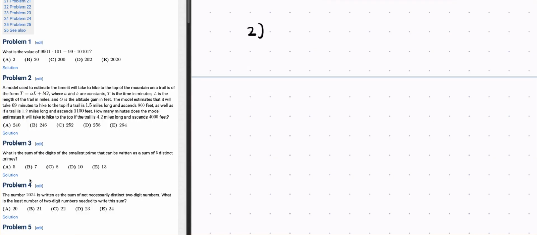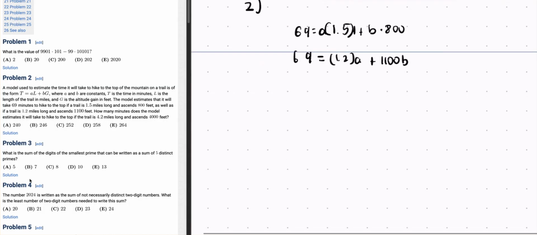Okay, so T is the amount of time in minutes. So let's write 69 is equal to A times 1.5 plus B times the gain in feet, so B times 800. But 69 is also equal to, if it's 1.2 miles long, 1.2 times A plus, it said 1,100 feet, right? So 1,100 B.